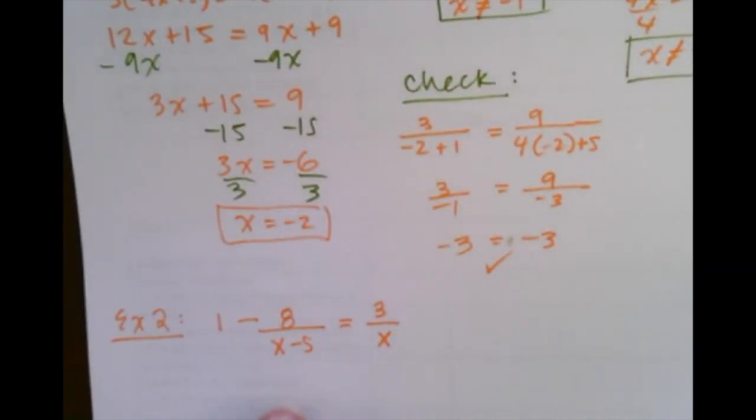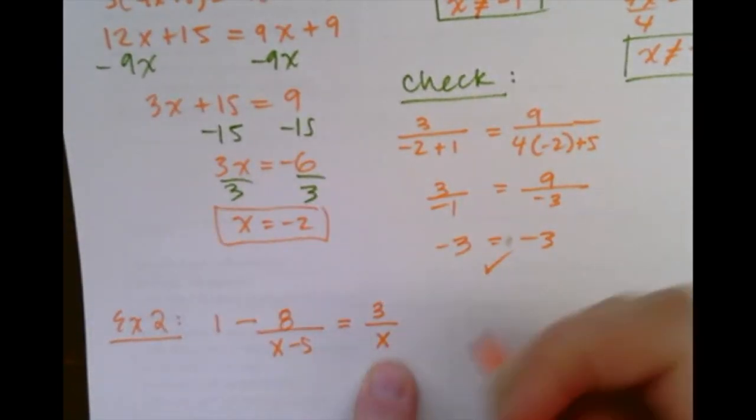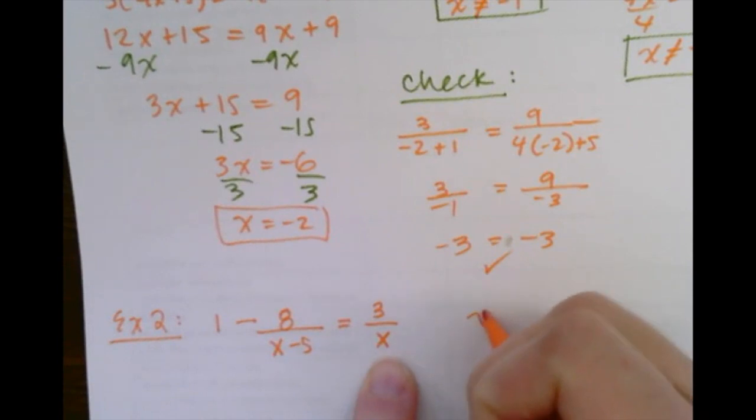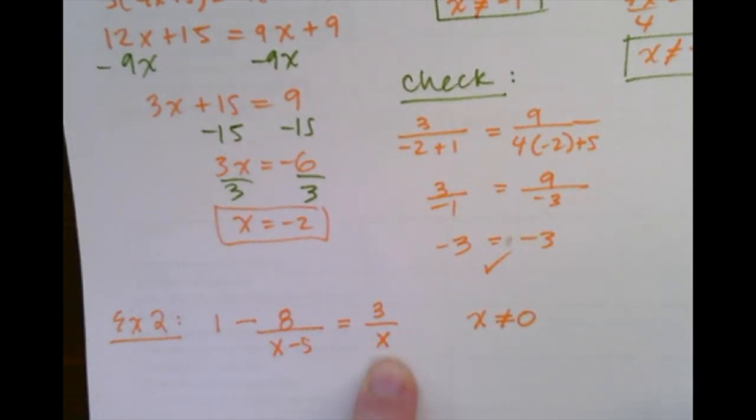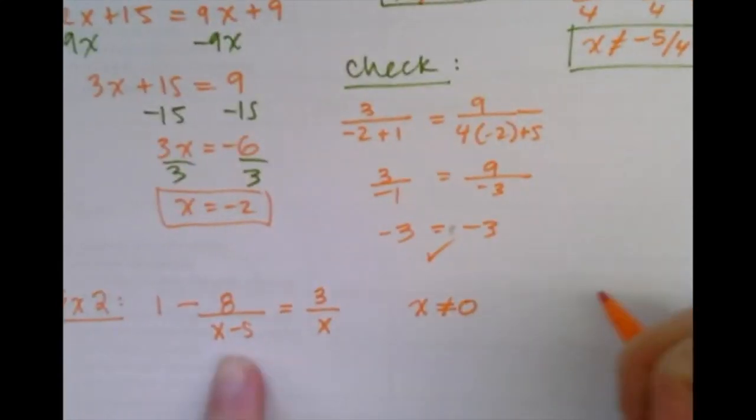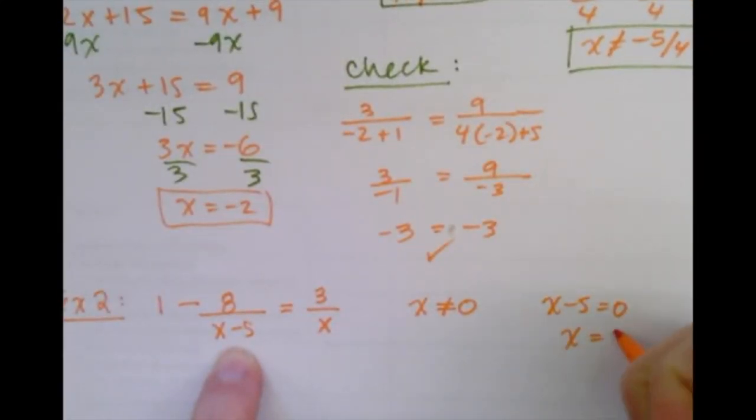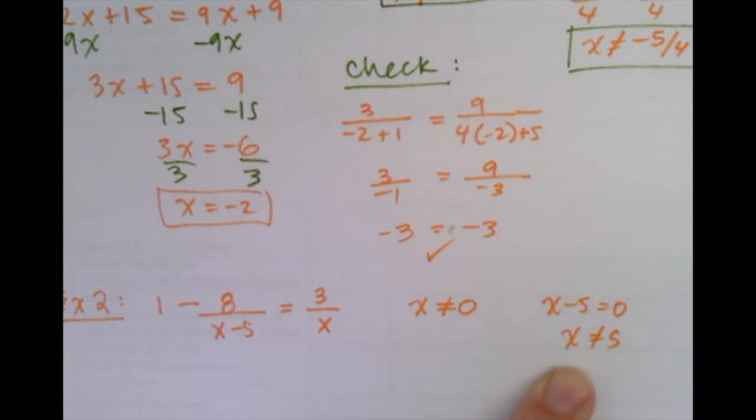Before I begin, I still want to identify what values of x make my denominators 0. On the right, if your denominator is just x, that means x itself cannot equal 0, because if I plug in a 0 here, my denominator would be 0. For the x minus 5, if I set that equal to 0, then I get x equals 5. So x cannot equal 5. Those are the two values I'm going to exclude. Now I'm going to think about how to solve this.